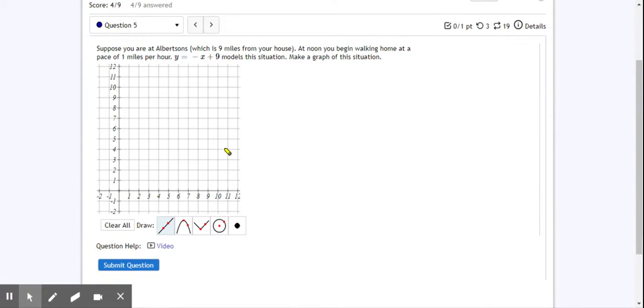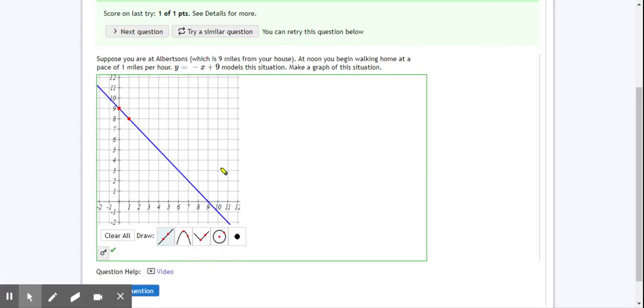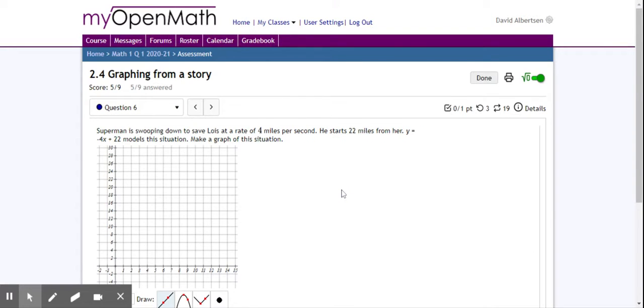Let's try this one. Suppose you're at Albertsons, not my house, but maybe this store. There used to be stores called Albertsons. At noon, you begin walking home at a pace of 1 mile per hour, and this graph tells you what we're doing. It says we're starting at 9, and we're going down 1 for every hour. So of course, this means it'll take you 9 hours to walk home. Maybe you should get a ride. That seems like a long walk. Let's try the next one.